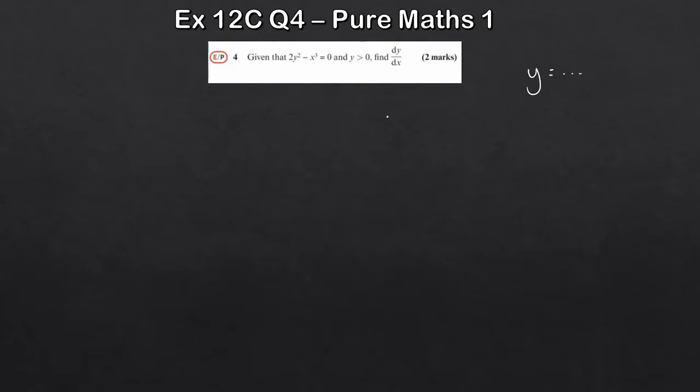At this point, we have 2y squared minus x cubed being equal to 0. We can't quite work with this at the moment. So to get it into this form, we've just got to rearrange, right? So 2y squared is equal to x cubed, adding x cubed to both sides. Now, to get it into y squared, I divide by 2, so y squared is x cubed over 2. Or you could write that as a half x cubed.